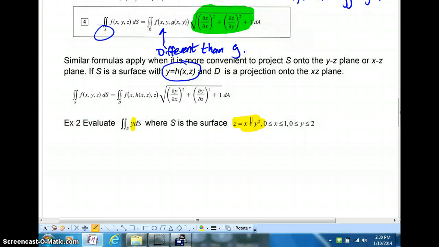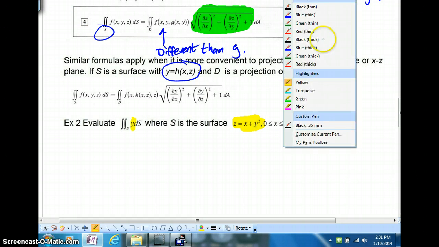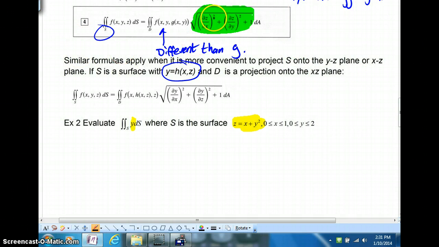So what we could see immediately following this box of number 4, following that, we know we're going to need to take a partial derivative of z with respect to x. What would that be? If z is equal to x plus y squared, we'd get what? Just a 1. And how about a partial derivative of z with respect to y? What would that be? 2y.